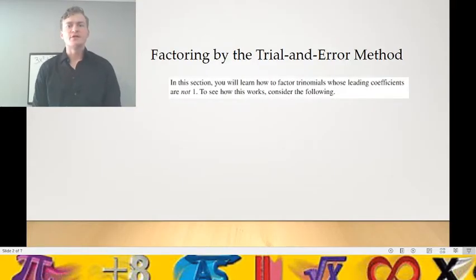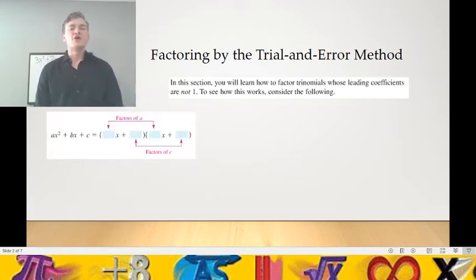So in this section here, we will learn how to factor trinomials whose leading coefficients are not 1, coefficients other than 1. To see how this works, consider the following setup here. Any trinomial, ax squared plus bx plus c, as we've seen before, trinomials are often factored into the product of two binomials.